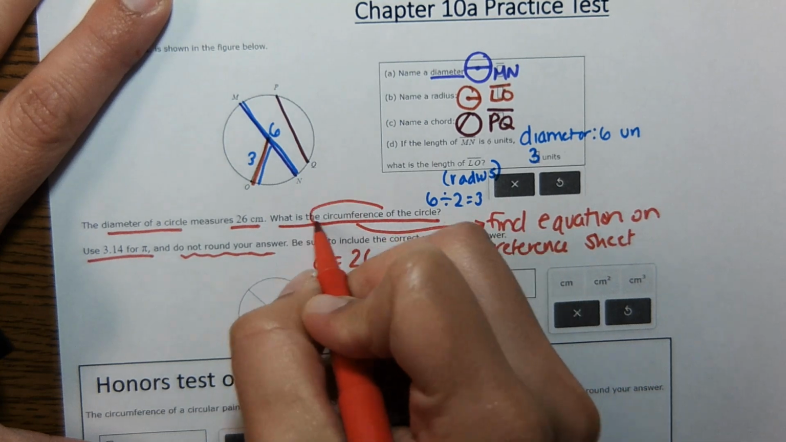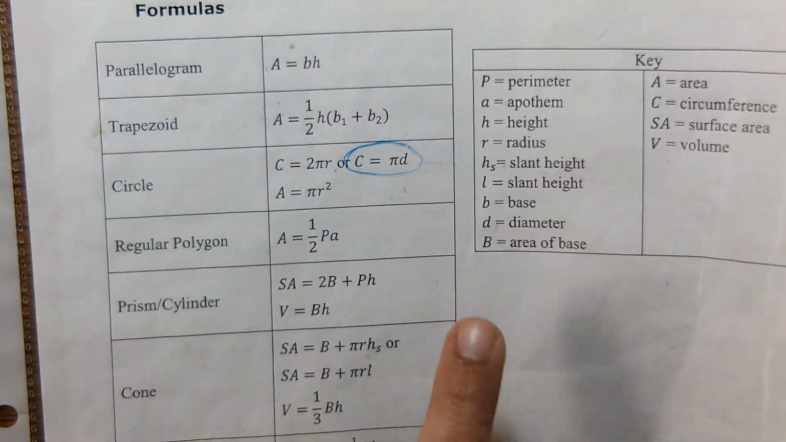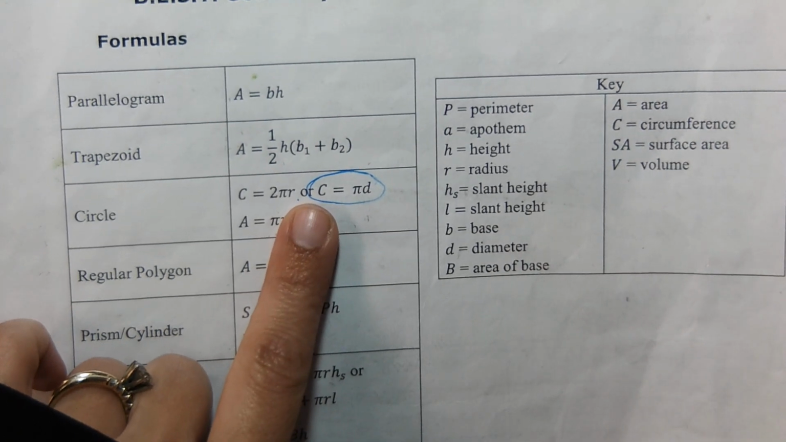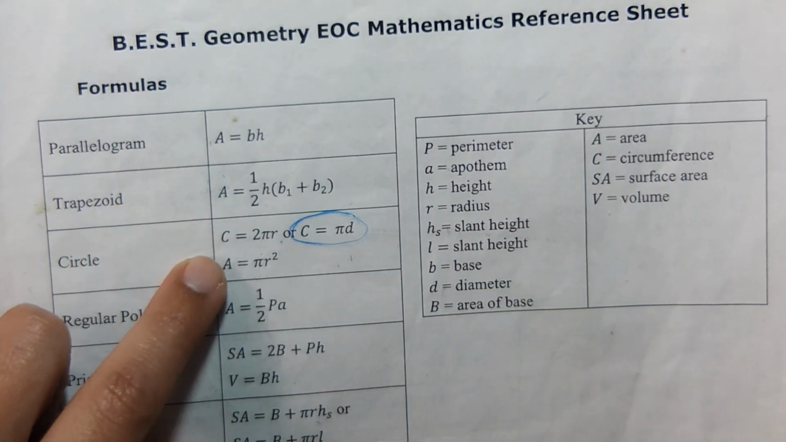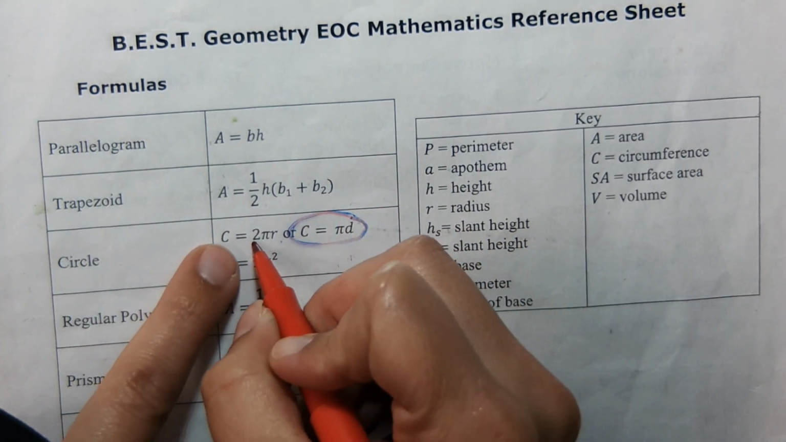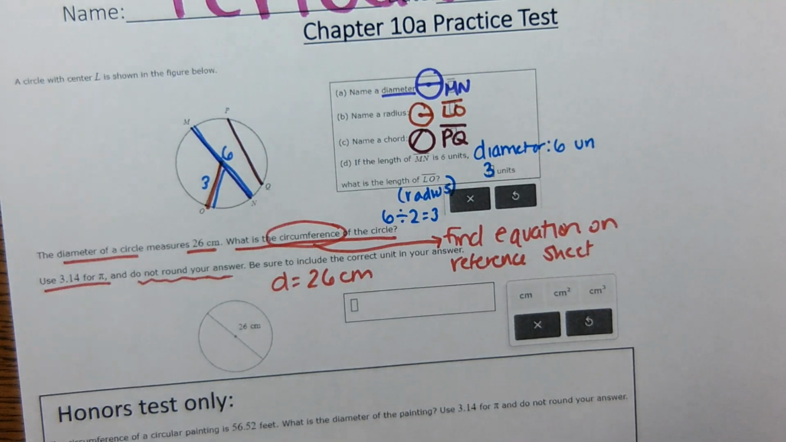So we're looking for circumference. If you're doing a standardized test or the SATs or the EOC or anything, you want to find circle circumference. C stands for circumference. If you didn't know that, also over here, C equals circumference. There's two equations. We've been using this one the whole year, but essentially these are the same because 2 times radius would be diameter. But I'm going to write this equation down on my paper.